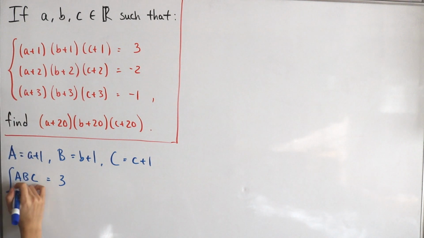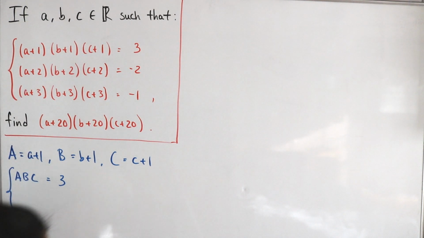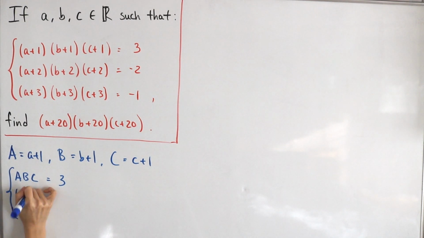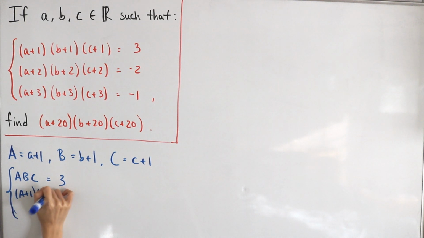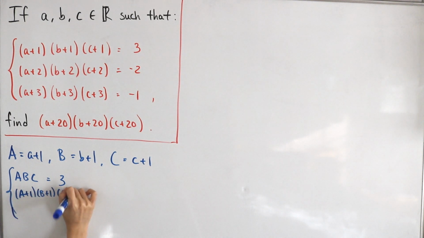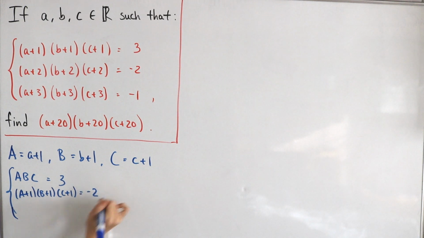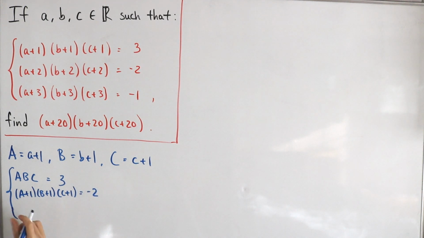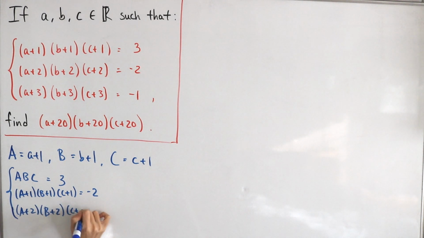Then putting everything back into the others, we now have (A plus 1)(B plus 1)(C plus 1) equal to negative 2. And next, we'll have (A plus 2)(B plus 2)(C plus 2), and set that equal to negative 1.